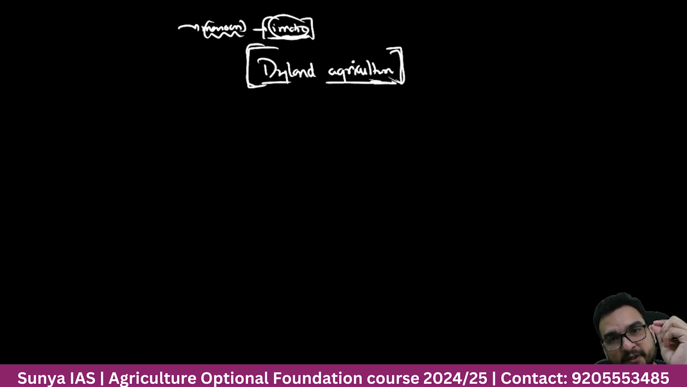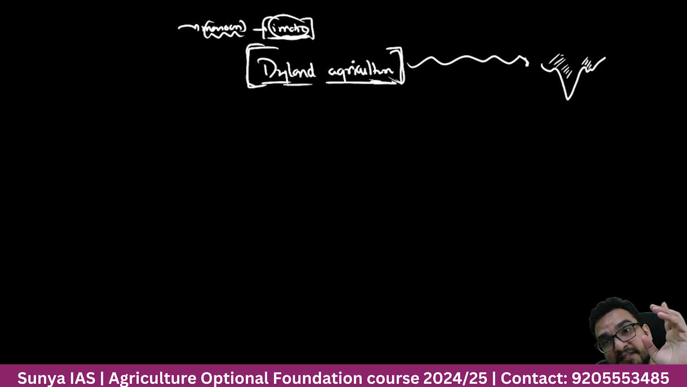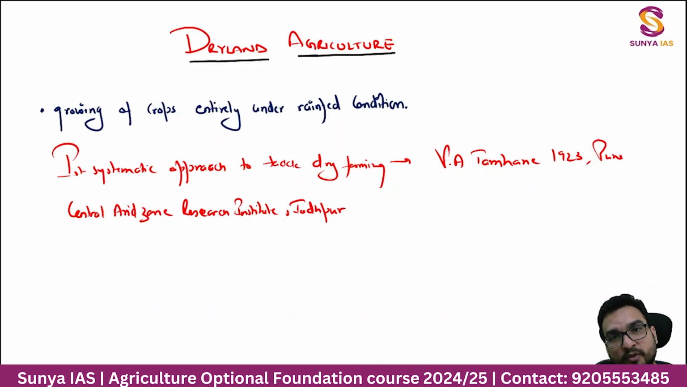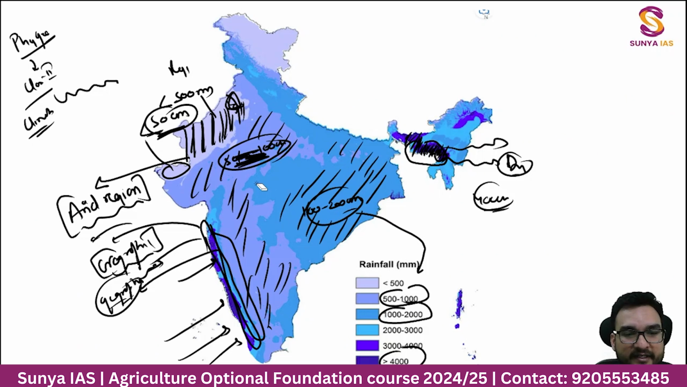So there should be a connection, guys. Now what I am trying to connect is that you have seen the rainfall pattern. You have seen that most of the area in India comes under dryland agriculture only. By this only you can imagine how much percentage of area can come under this. Wait, just wait.